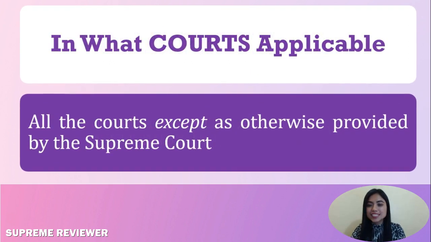Question: in what courts shall the Rules of Court be applicable? The rules shall apply in all the courts except as otherwise provided by the Supreme Court. So, for example, the Supreme Court, by virtue of its rulemaking powers, promulgated separate rules for specific cases, such as for small claims cases or cases covered by the rules of procedure for environmental cases.